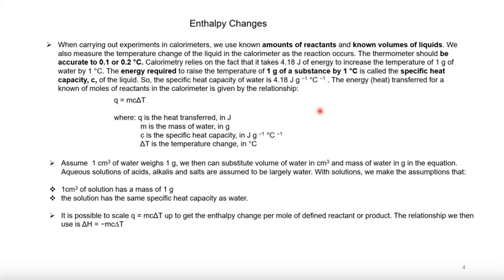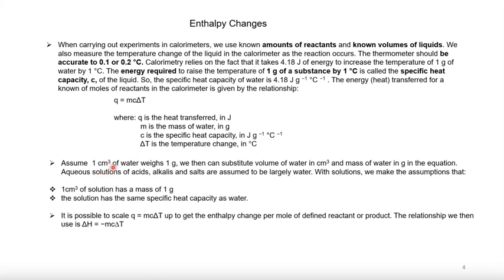The energy transfer for known moles of reactants in the calorimeter is given by this relationship: Q equals m c delta T. Q is the energy transfer in joules, m is the mass of water in it, and c is the specific heat in joules per gram per degree Celsius. And the temperature change we record is in degrees Celsius.